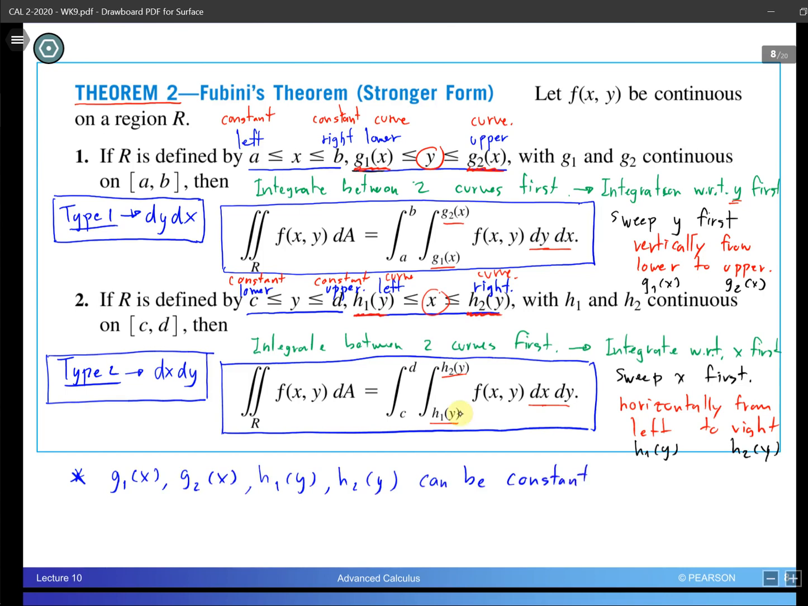Alright, so this is the keyword. In other words, they can be straight lines too. Okay, keep this in mind. Okay, now that we understand this theorem number 2 for the Fubinis, we can proceed to apply this to some examples in the next slides.